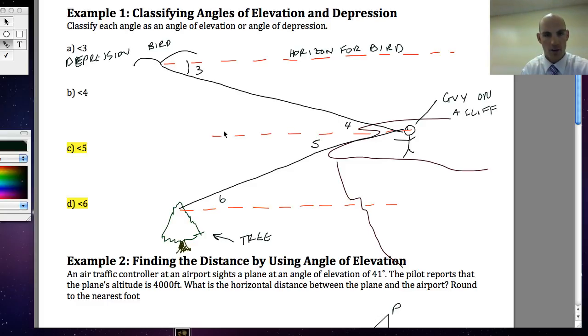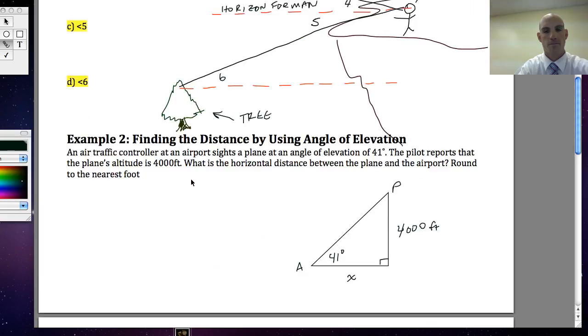Angle 4, however, is up from the horizon for the man. So this is going to be an angle of elevation, because the man would have to look up at the bird. It's the angle formed between the horizon and the line of sight to the bird. See if you can figure out 5 and 6. In 5, he's looking at the tree. In 6, the tree is looking up at the man, so to speak.